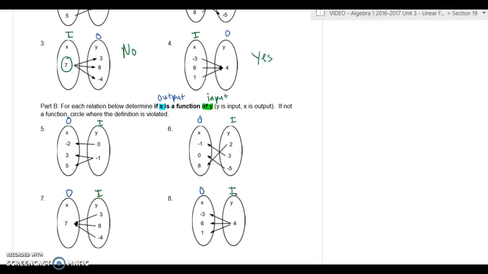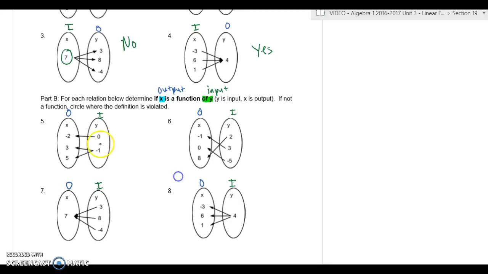Okay, so if we look at our inputs being y, if we start with 0, that goes to -2. Okay, predictable. If we go from -1, oh, now we have to make a choice. Does it go to 3 or 5? That's not predictable. That's not a function. And number 6, 2 goes to 8, 3 goes to -1, -5 goes to 0.